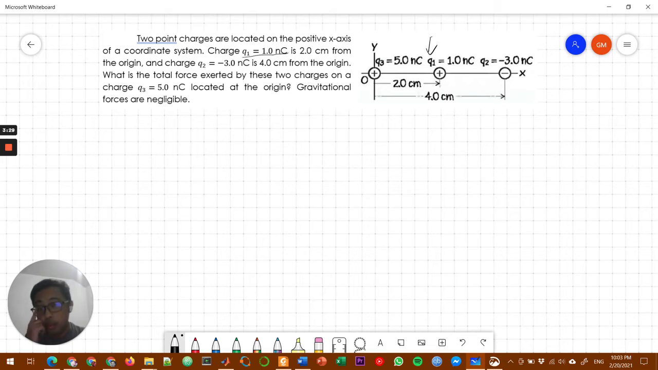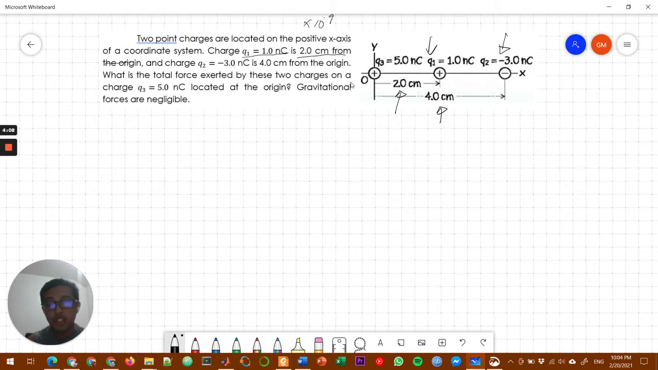So this is charge q1, that is 1 nanocoulomb. Okay, nanocoulomb, nano na siya, that's times 10 to the negative 9. Okay, and that is placed 2 cm from the origin. And then we have q2. This is q2 of charge negative 3 nanocoulomb, and it is placed 4 centimeters away from the origin.